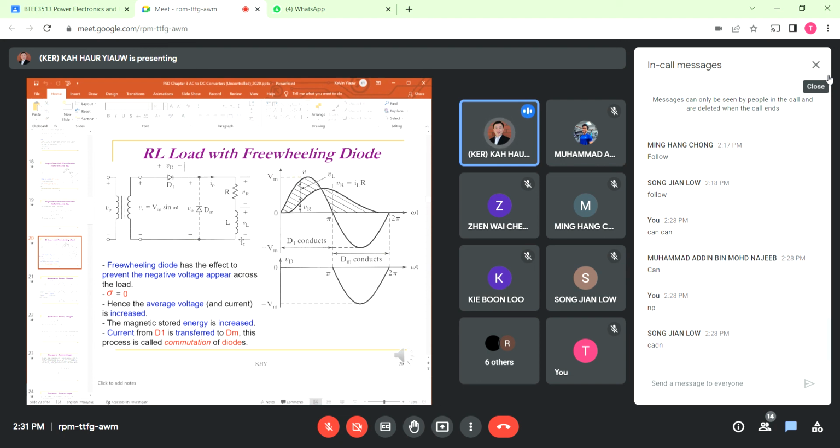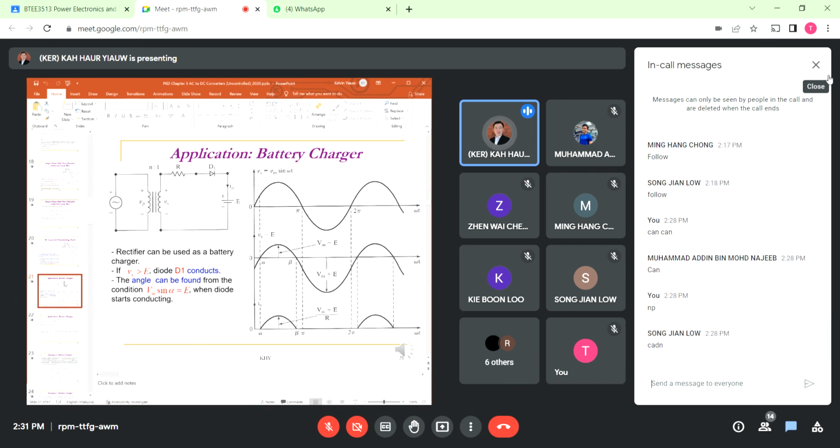If we have the freewheeling diode here, for a given load current, the derivation will be exactly similar to the one for the resistive load only. All the values are similar, the VDC and VRMS are also the same. So this makes the difference, and the application I will tell you later on.